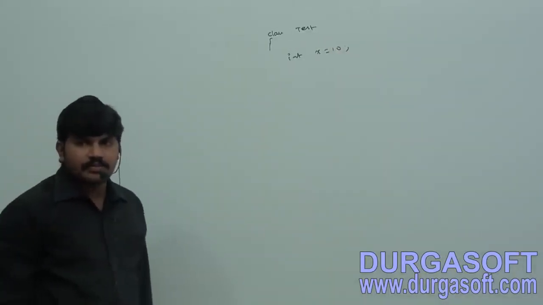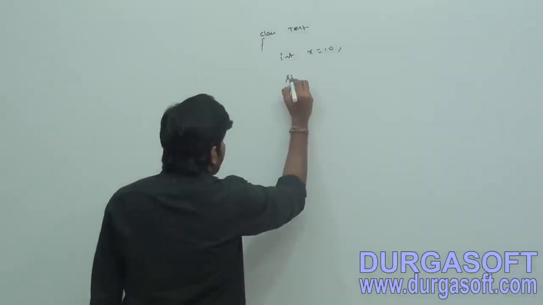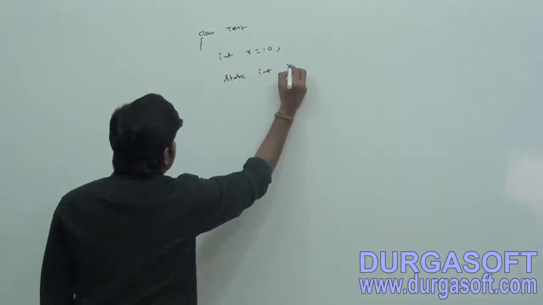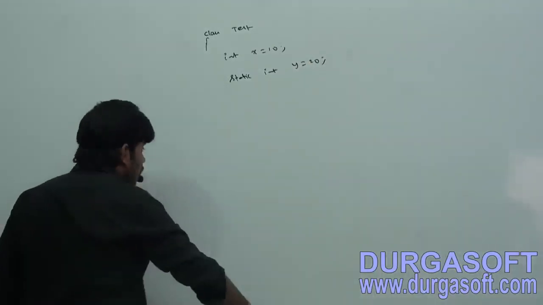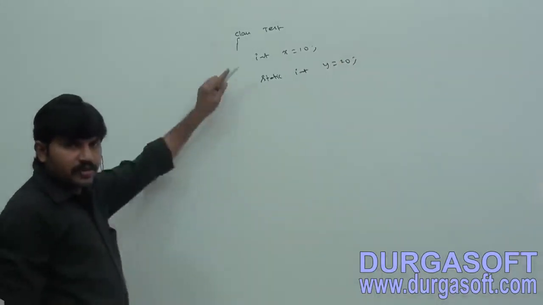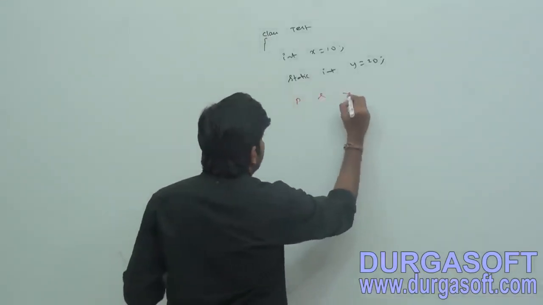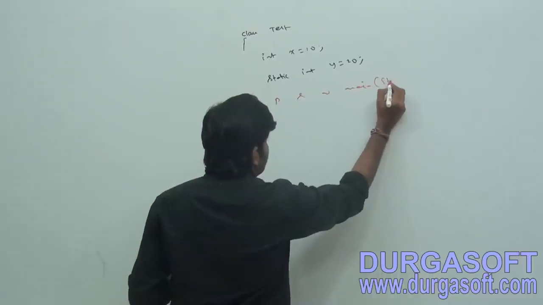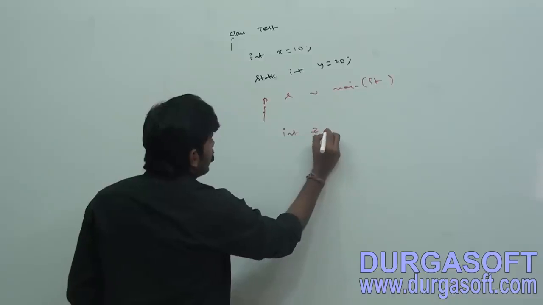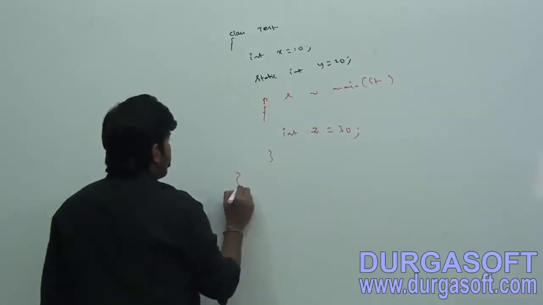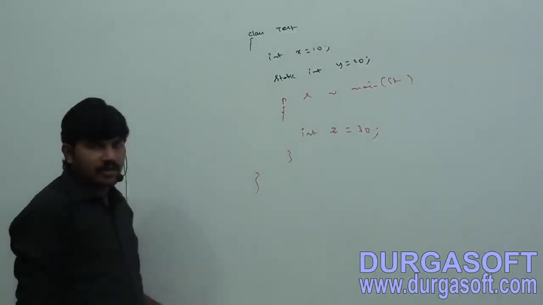Hey, what is this variable? Instance variable. Now I am taking static int y is equal to 20. What is this variable? Static variable, right? Static int y is equal to 20, static variable. Now public static void main method string array args, int z is equal to 30. What is this variable? Local variable, right? Int z is equal to 30, local variable.